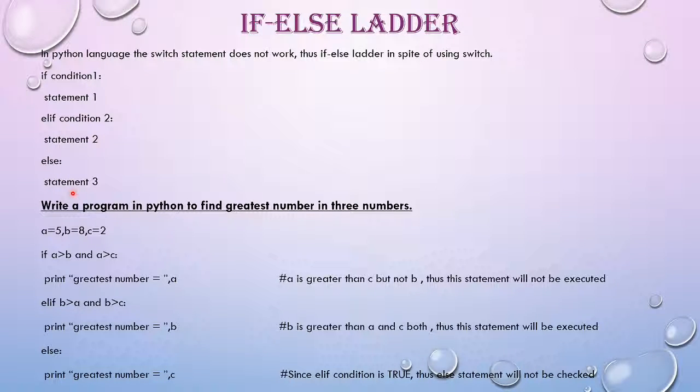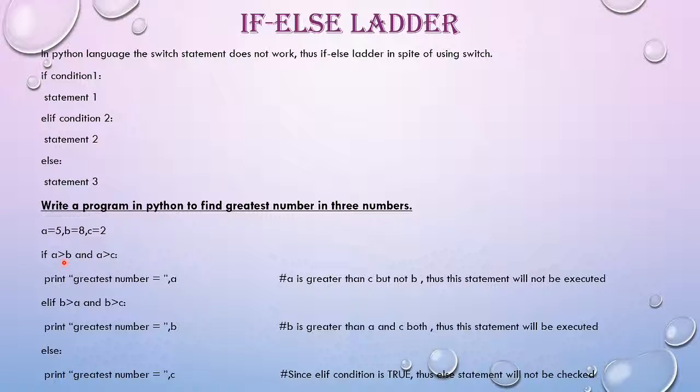We will also see this by an example, a program to find the greatest number among three numbers. Here we have taken three numbers A, B, C, where A is initialized with 5, B with 8, and C with 2. If A is greater than B and A is greater than C, meaning that if this part is true, then execute this. If any of these parts are not true, then execute the else part. Like in switch we have a default part, similarly in the if-else ladder we have this else part.